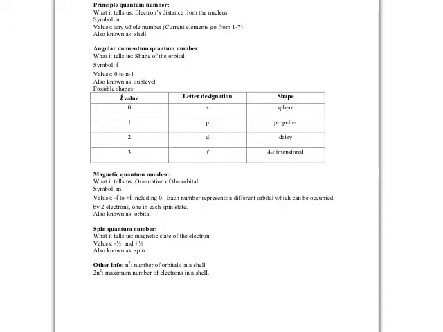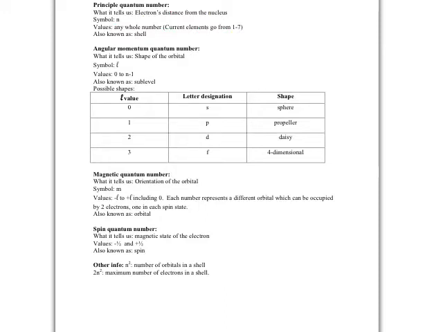So there are a few things that you need to know about each of these numbers because they describe unique things about where the electron is. So starting off with the principal quantum number, that's telling us the electron's distance from the nucleus. Some other things that you need to know about it is its symbol is n. It can have a value of any whole number, and it's often also known as shell.